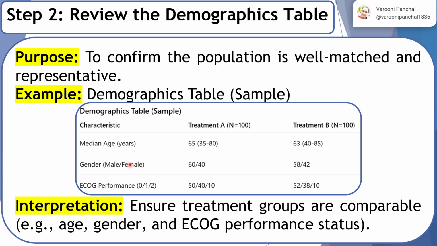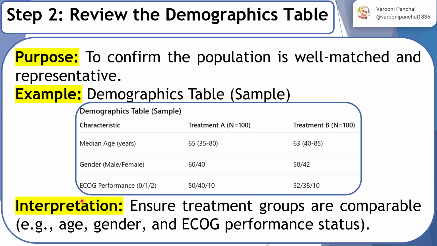Here, for gender, male is 60 and female is 40. In treatment B, I have male as 58 and female as 42. So it is comparable. You can compare with each other. It's not like I have 60 males in treatment A and in treatment B I have only 10 males, right? Even if you do this, the results will not be comparable, and it will not be a good fit for the analysis. So you need to be very sure about all these things.